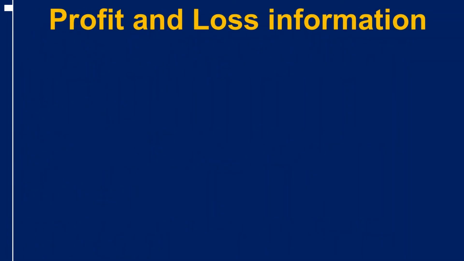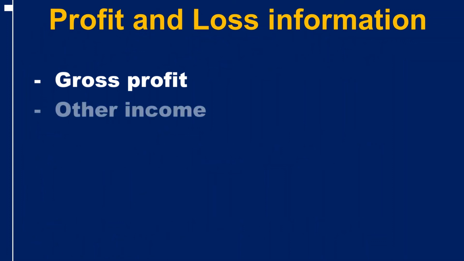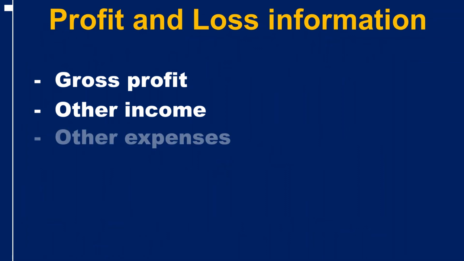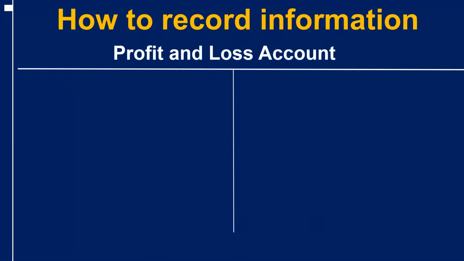The accounts that are used in the profit and loss account are the gross profit transferred from the trading account, all other income accounts not yet used, and all other expense accounts not yet used in the trading account. Let's look at how to record these accounts in the profit and loss account.